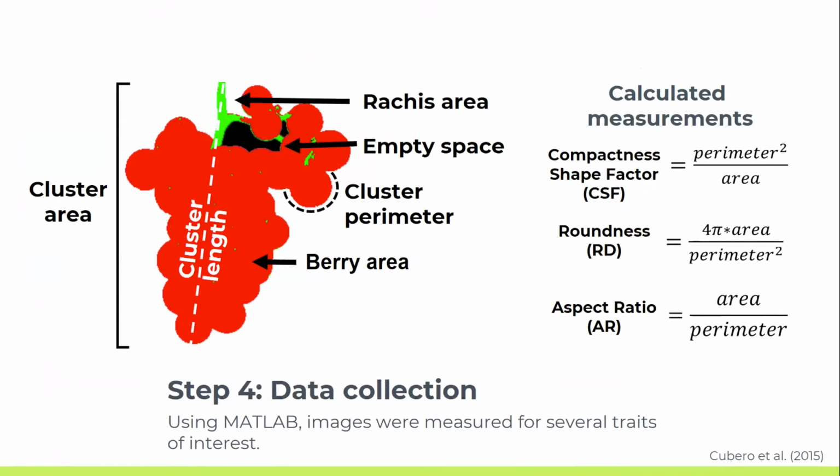Lastly, I wrote a script for MATLAB to measure several traits of interest in these segmented images. On the left you can see what I was looking for: the whole area of the cluster, the length of the cluster, its perimeter, and then percentages, meaning how much of the cluster is taken up by berry pixels, how much by stem or rachis pixels, and how much is empty space. There were also several calculated measurements based on these extracted traits, which were found to be somewhat explanatory in another study, which is why I included them. Compactness shape factor is one, roundness, aspect ratio, just different calculations based on the extracted traits.